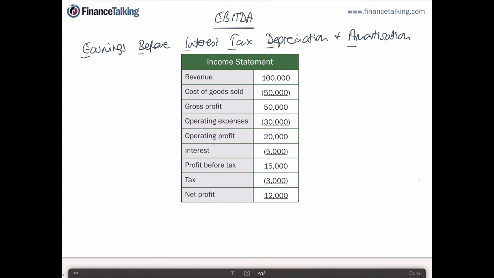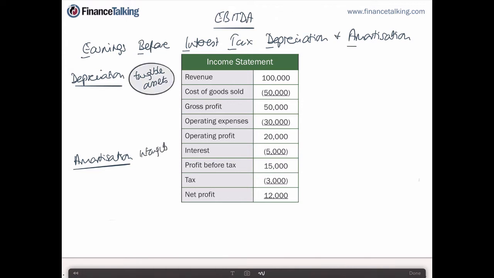Now, the first thing we need to understand to get to grips with EBITDA are depreciation and amortization. So these two, depreciation and amortization, are deductions from profits, and they reflect the wearing out or using up in value of a company's assets. Assets that you can touch, that's tangible assets, are said to depreciate, whereas intangible assets, those you can't touch, like licenses or patents, are said to amortize.